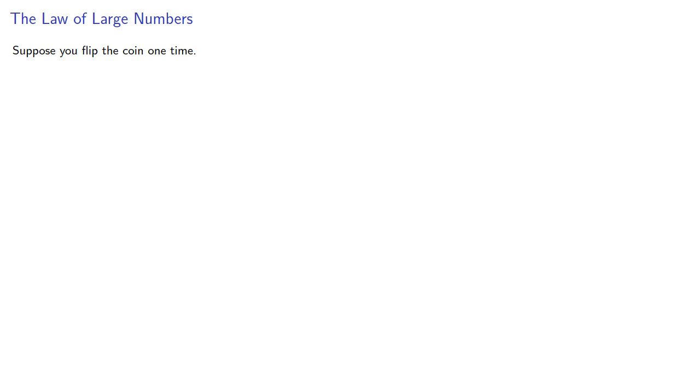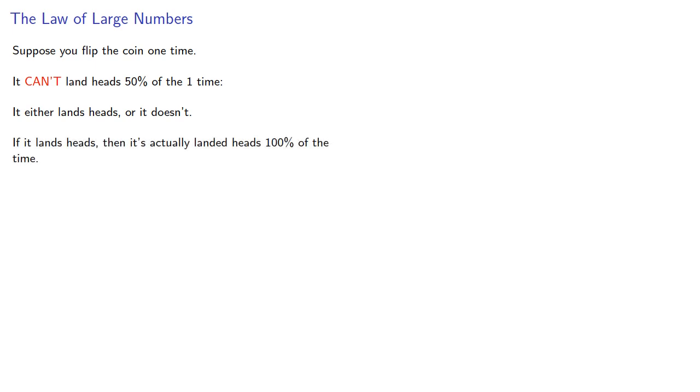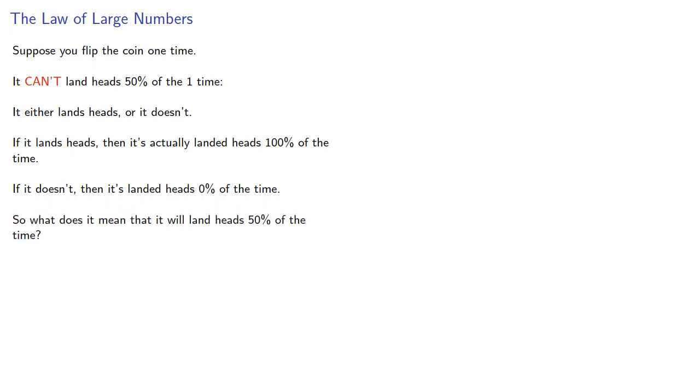Suppose you flip the coin one time. It can't land heads 50% of the one time. It either lands heads or it doesn't. If it lands heads, then it's actually landed heads 100% of the time. And if it doesn't, then it's landed heads 0% of the time. So what does it mean that it will land heads 50% of the time?